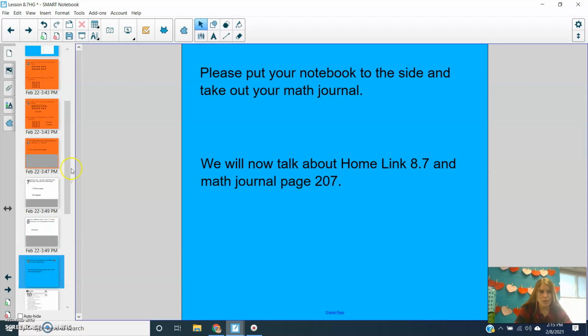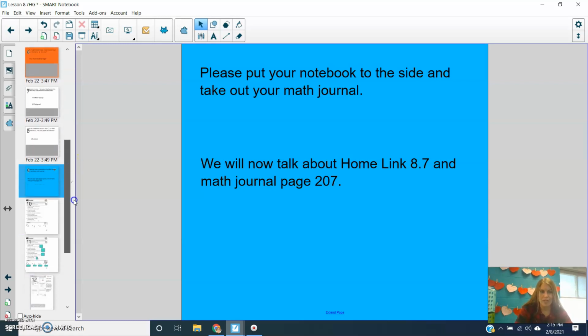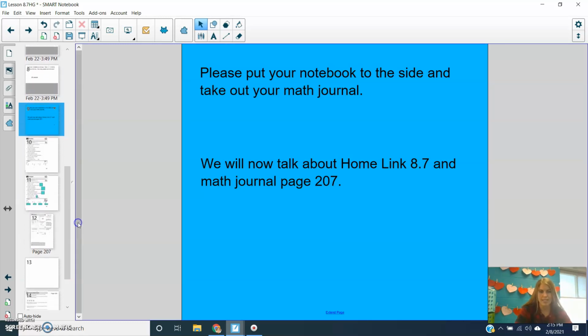All right, you can put your whiteboard or your notebook to the side. We're now going to talk about Home Link 8.7 before looking at our math boxes.